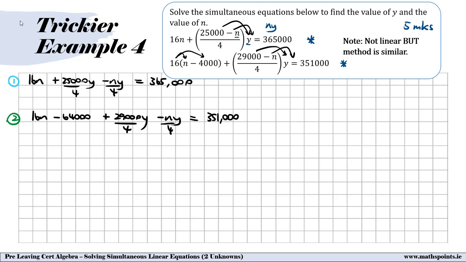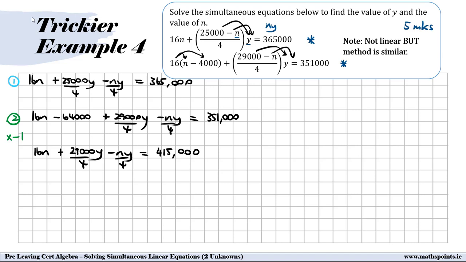So I have number terms on both sides of equation 2. So I'm just going to simplify those number terms first of all. So I have 16n. I'm going to add 64,000 to both sides. So on the left I'm left with plus 29,000y over 4 minus ny over 4 equals, and then I have 351,000 plus the 64,000, which gives me 415,000. So I can see here that if I was to multiply equation 2 by minus 1, not only would I cancel the 16n's, I'd also cancel or eliminate the ny over 4's.